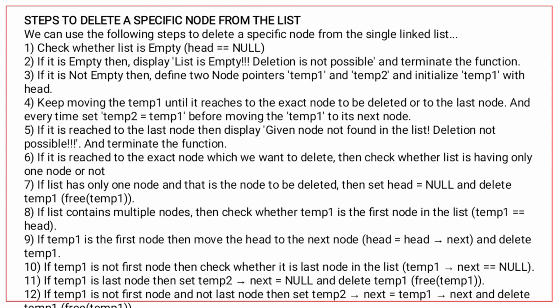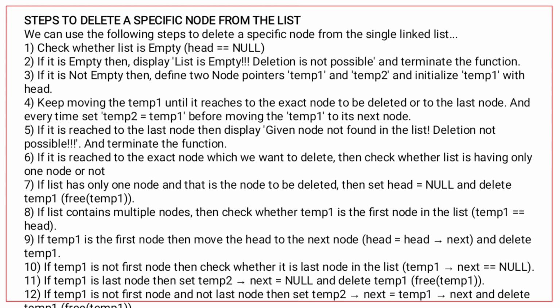Step 7. If list has only one node and that is the node to be deleted, then set head equal to null and delete temp1. Step 8. If list contains multiple nodes, then check whether temp1 is the first node in the list. Step 9. If temp1 is the first node, then move the head to the next node, that is head equal to head->next and delete temp1.